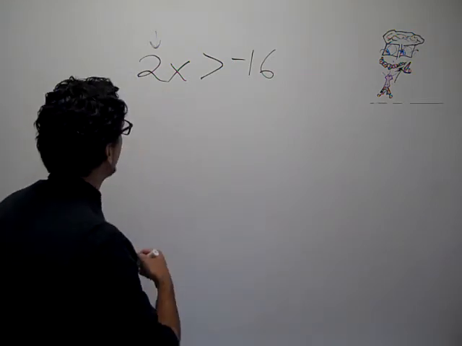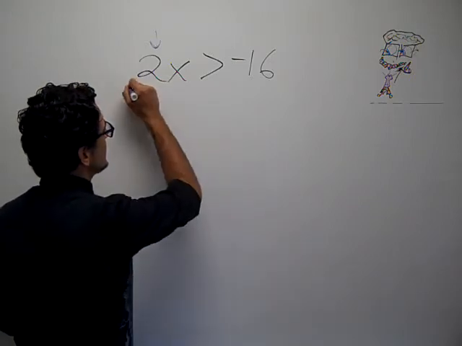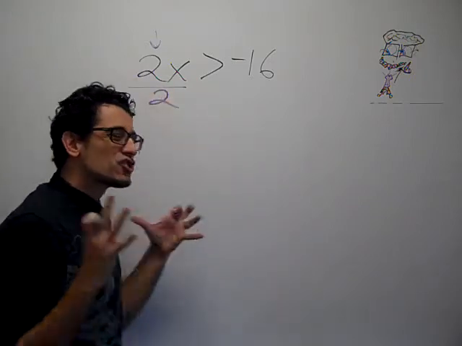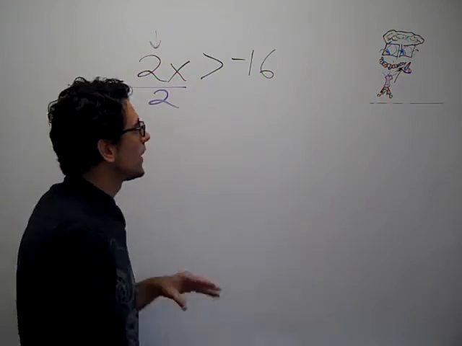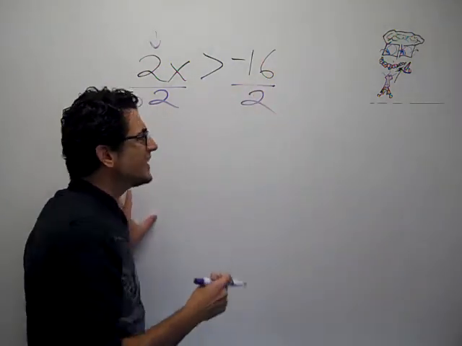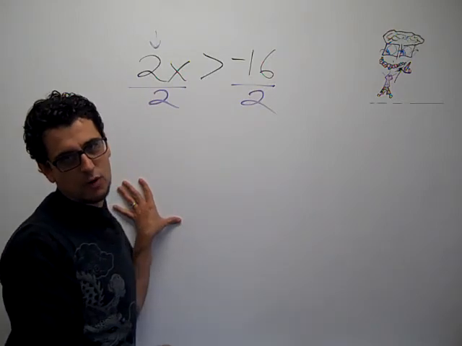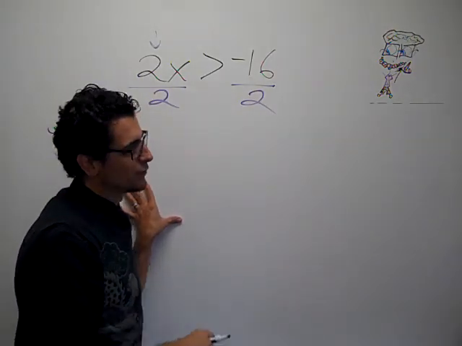So here we go. I have 2x, and I'm going to divide by 2, but I can't just do it to one side. You know, you got to have things equal. So I got to do it to the opposite side as well. I got to divide by 2. This is called the division property of equality. Got to be equal to both sides. Got to share the cookies to everybody.